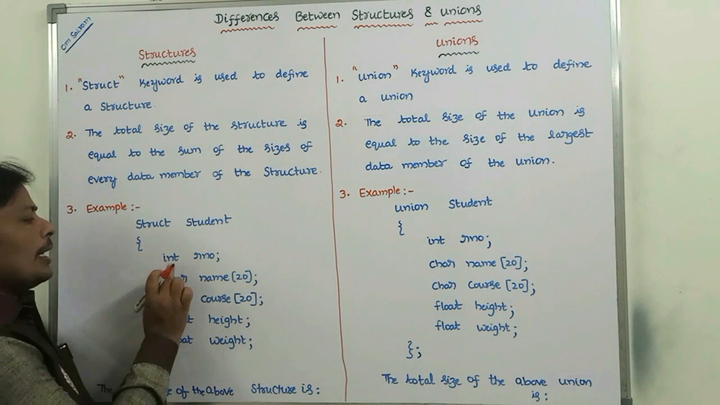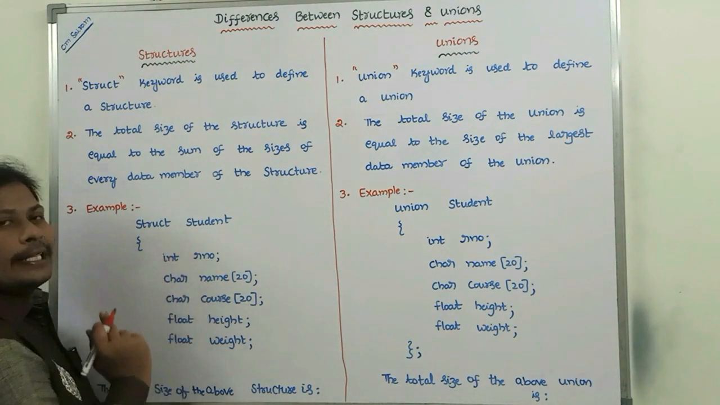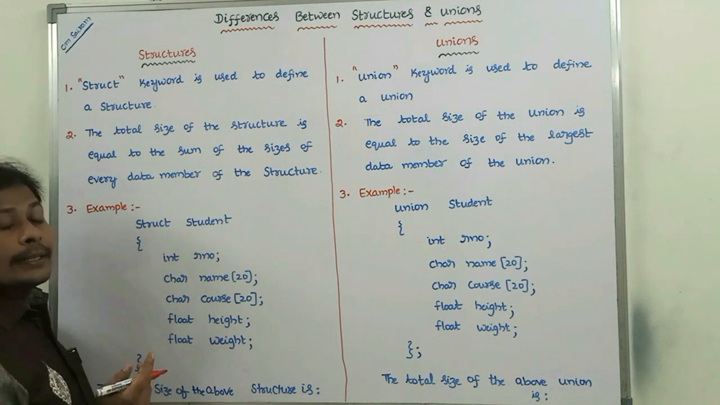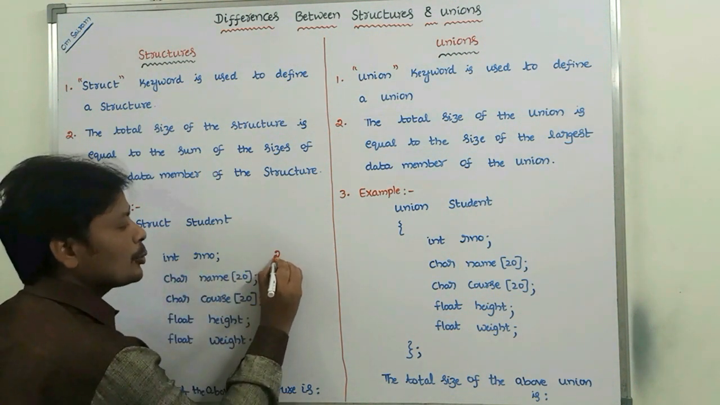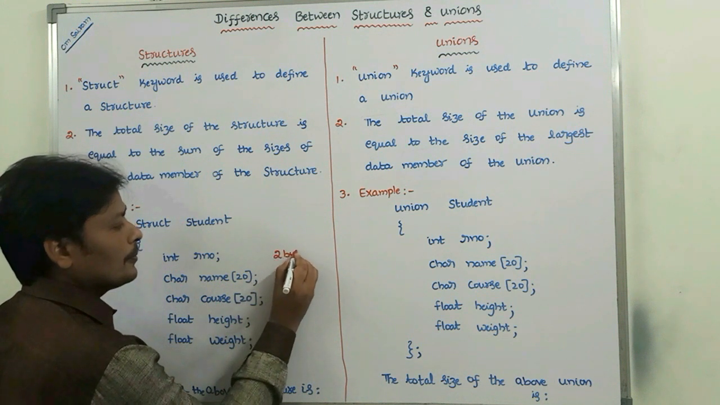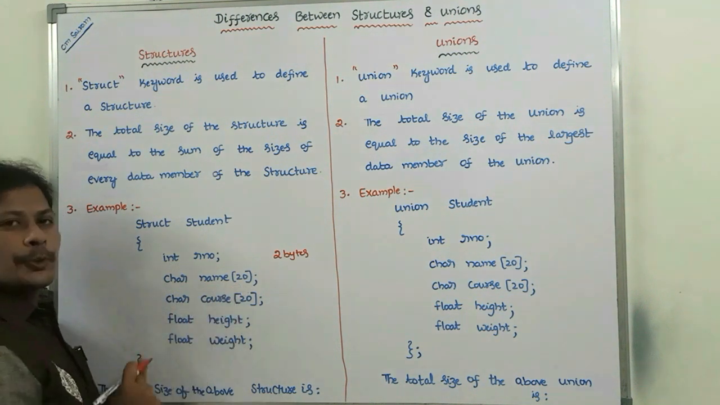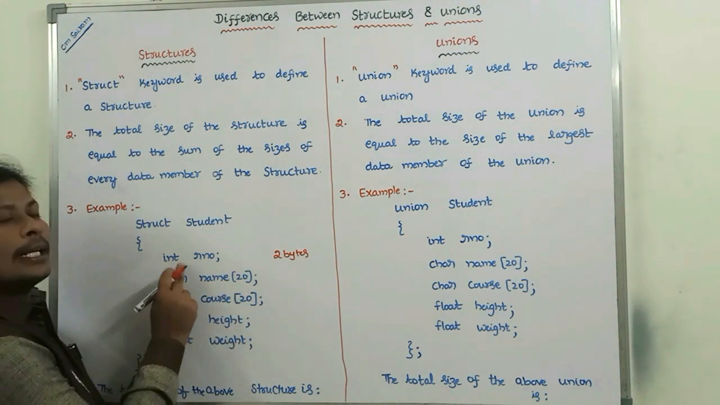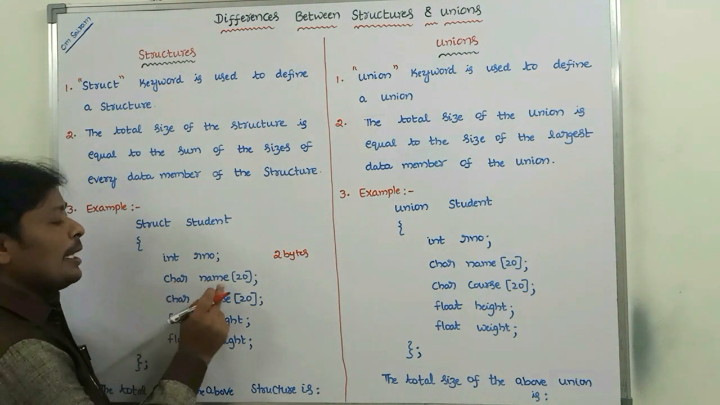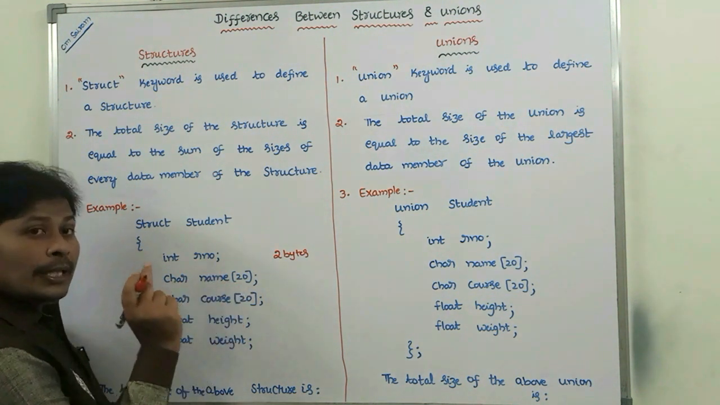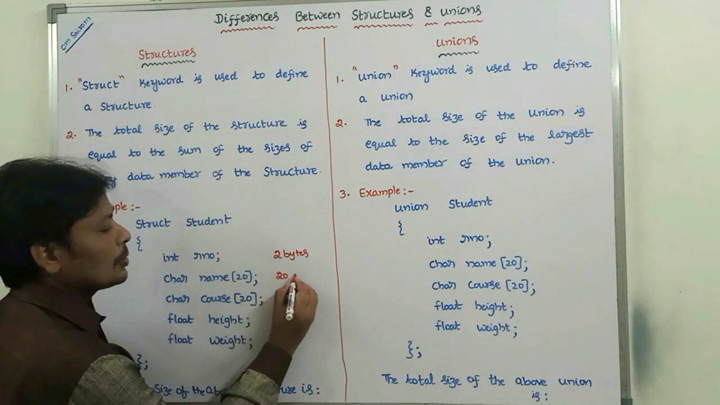So here, int roll number, the data type is int. How many bytes are occupied by the roll number? That is 2 bytes. Next, char name of 20. Here the character data type occupies 1 byte. So how many characters are there? 20 characters are there. 20 into 1, that is equal to 20 bytes.